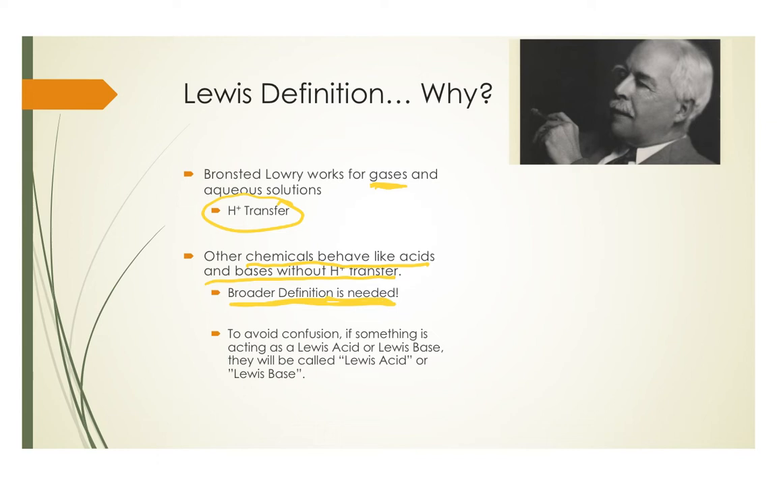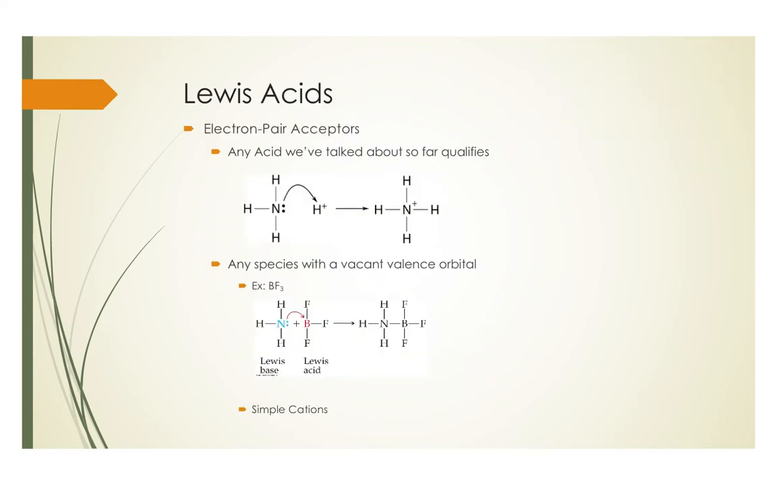To avoid confusion, if something is acting as a Lewis acid or a Lewis base, it will be called a Lewis acid or Lewis base. So if we use just the words acid and base, we're using the Bronsted-Lowry definition. If we talk about Lewis acid or Lewis base, then we're using the definition from today. So unless Lewis's name is specifically mentioned, we'll be using Bronsted-Lowry.